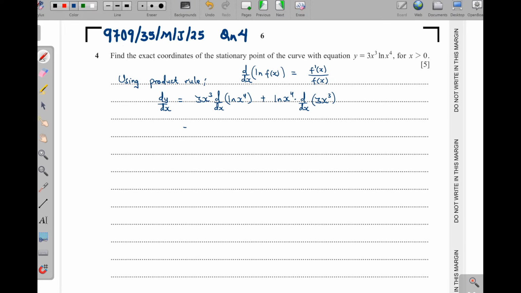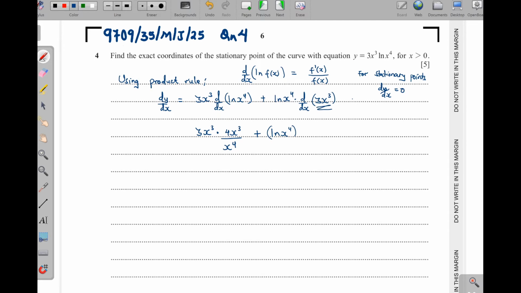Okay, now here we shall have, let me write this one here also, for stationary points, dy/dx is equal to 0. Now we shall have a 3 here, x^3 times, we shall differentiate this one, it will give us 4x^3, then we shall divide by that x^4. What I've done here is what is here, okay? Then plus, this is natural log of x^4.